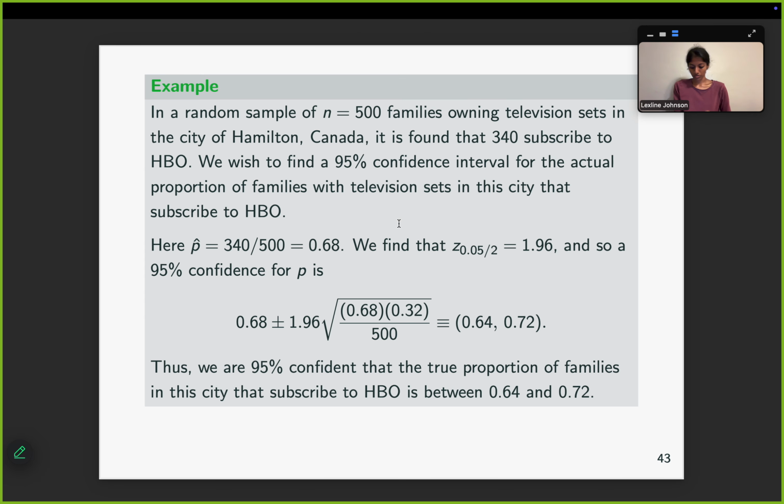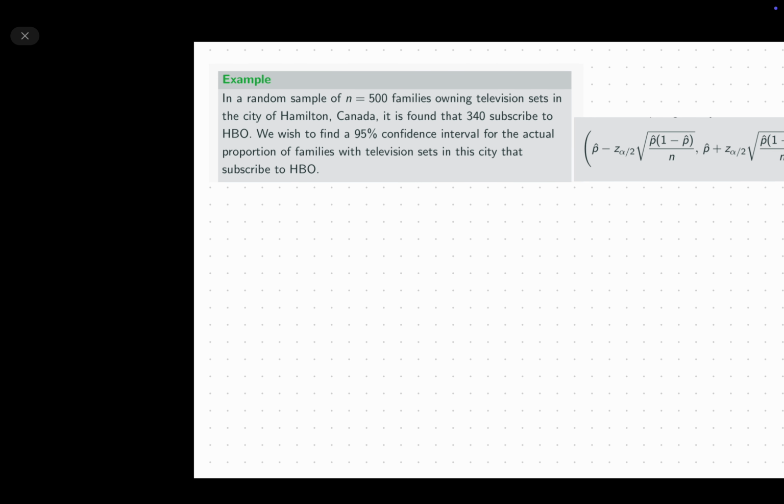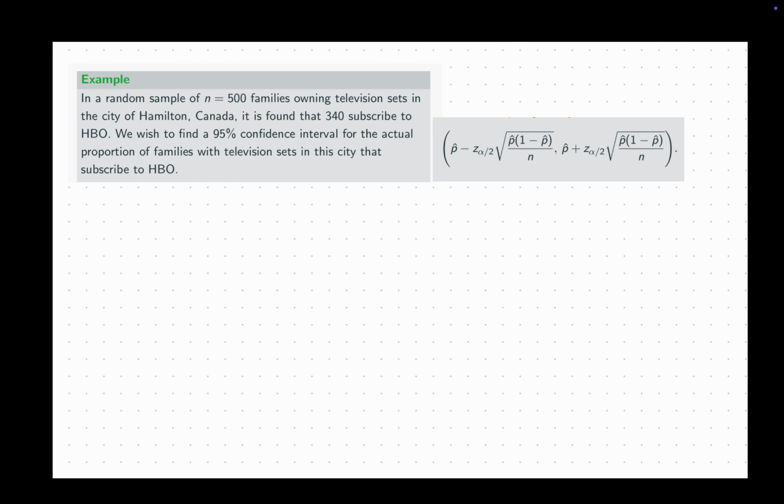Okay, so let's go through an example. In a random sample of n equals 500 families owning television sets in the city of Hamilton, Canada, it is found that 340 subscribe to HBO. We want to find a 95% confidence interval for the actual proportion of families with television sets in the city that subscribe to HBO.